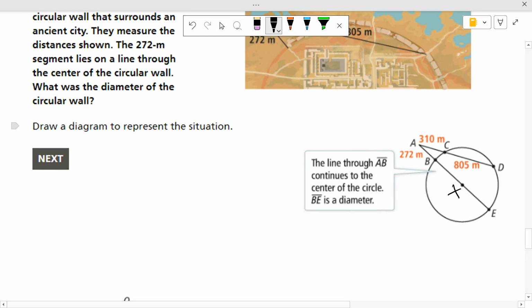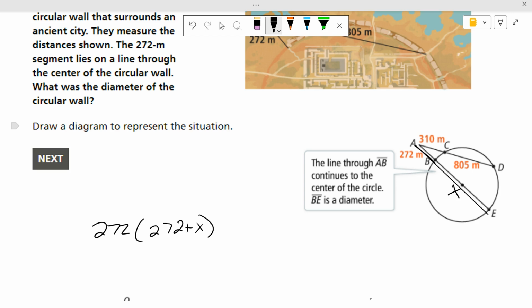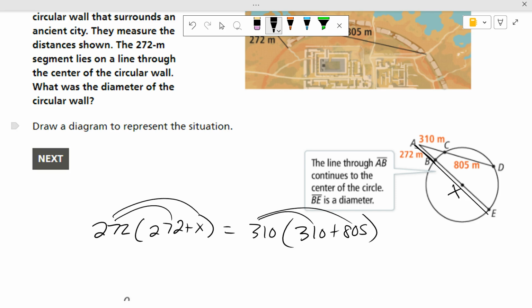So when we have parts on the outside of the circle, we take the outside 272 times the whole thing, 272 plus x. The outside part times the whole thing equals the outside part 310 times the whole thing, 310 plus 805. Outside times the whole thing equals the outside times the whole thing. So if we distribute, we're going to get some big numbers here.